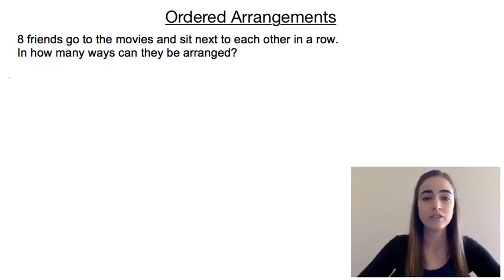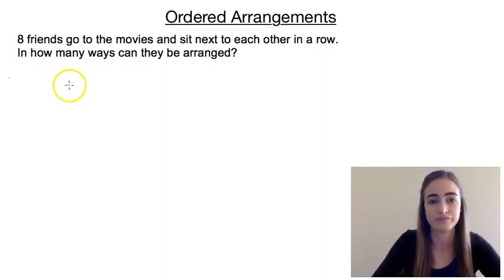In this video, I want to have a look at ordered arrangements. So I want to start off looking at this problem that we're given. It says 8 friends go to the movies and sit next to each other in a row. How many different possible ways can this happen, or how many different ways can they be arranged? So we've got 8 seats in a row.